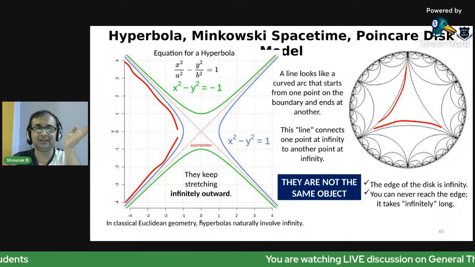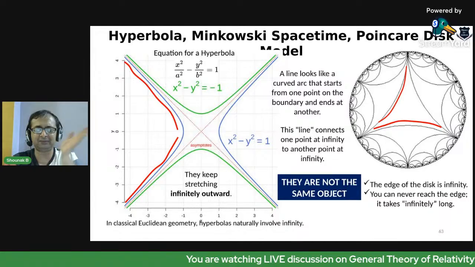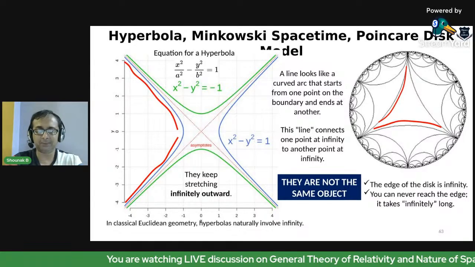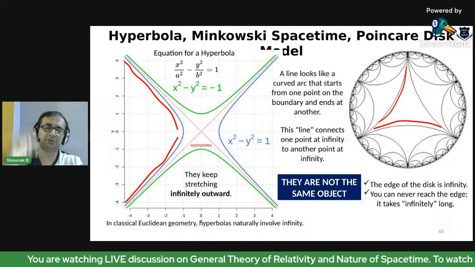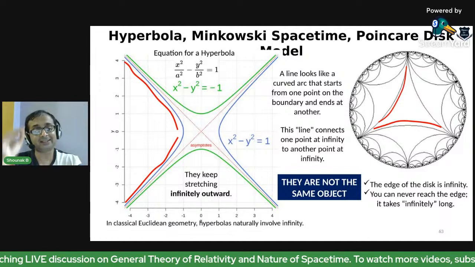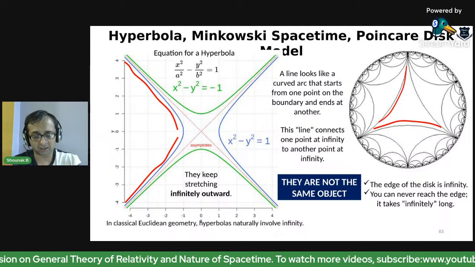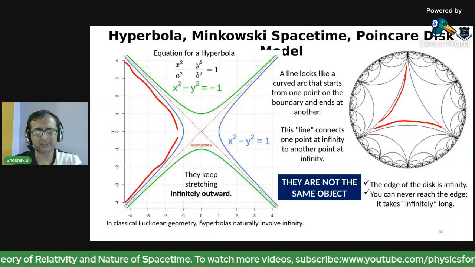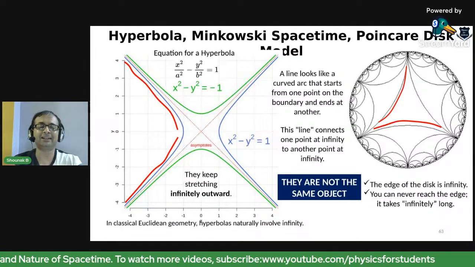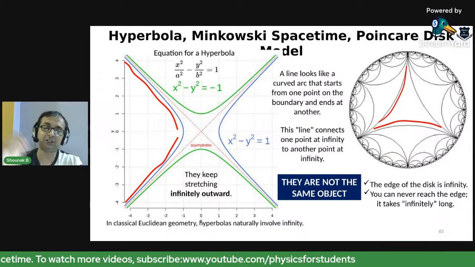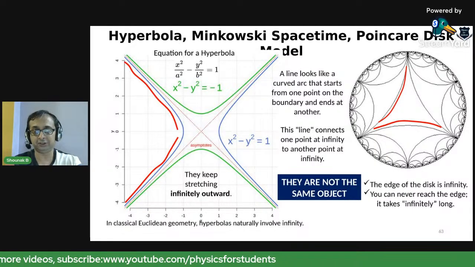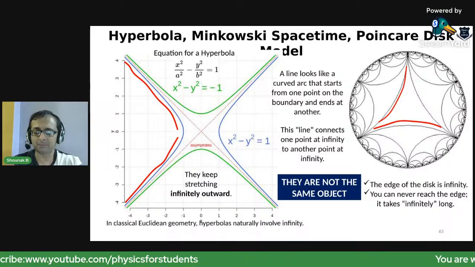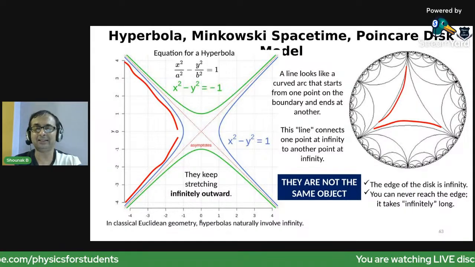The left hand side of the hyperbola continues and continues till infinity. Here also, and same thing when I am posting this hyperbola on a Poincare disk, same thing happens. The edge continues and continues, it never reaches. But remember, hyperbola and the Poincare disk are two different things. They are not the same thing.